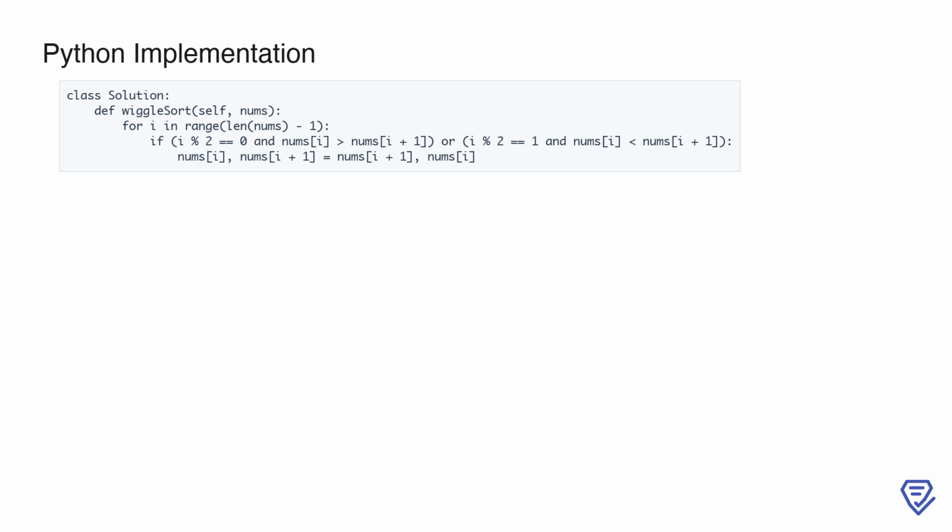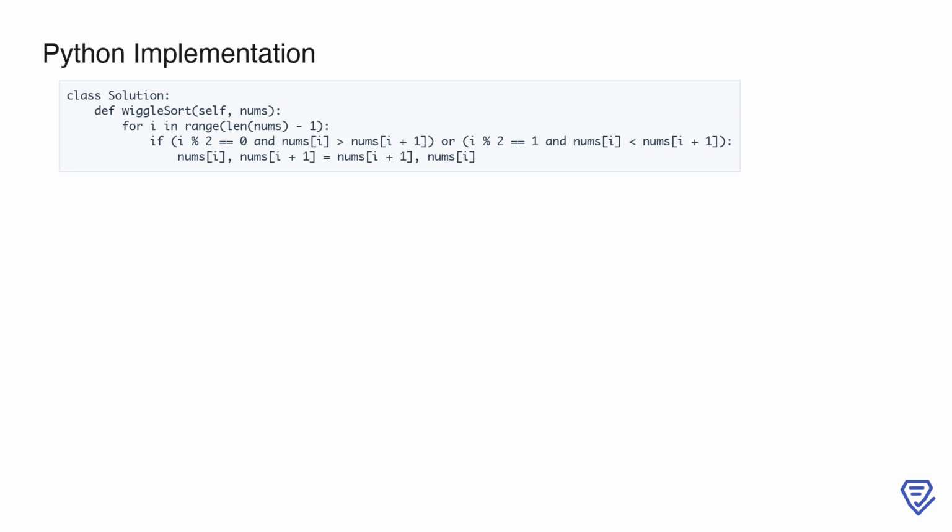3. Wiggle condition check. If the index i is even, the condition nums[i] <= nums[i + 1] must hold. If it doesn't, the elements at nums[i] and nums[i + 1] are swapped. If the index i is odd, the condition nums[i] >= nums[i + 1] must hold. If it doesn't, the same swapping logic is applied. 4. Swapping elements. When a violation of the wiggle condition is detected, the two adjacent elements are swapped to restore the wiggle property. 5. In-place modification. The array is modified directly without using additional space, making the solution memory efficient.